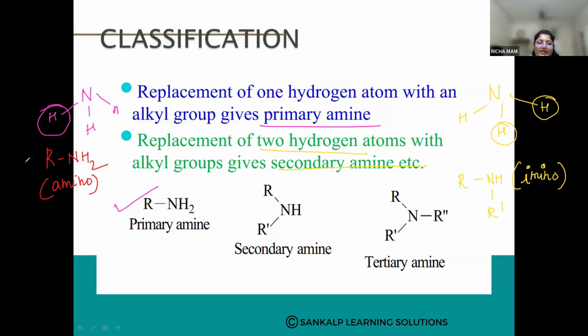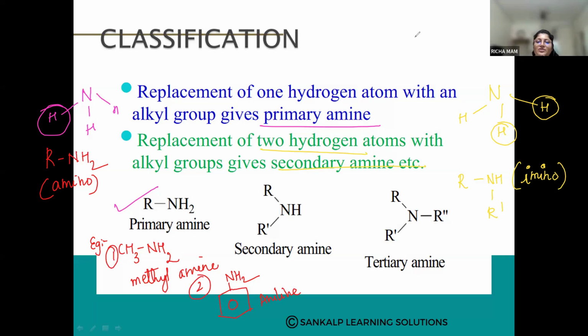So let us now give the examples, for primary amine first. I'll give the example of methylamine, CH3NH2. So the name is methylamine. This is an alkyl amine. If I give you an example of an aryl amine, this is NH2 attached to a benzene ring. The name is aniline. Both are examples of primary amine.